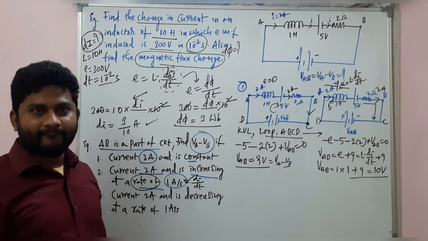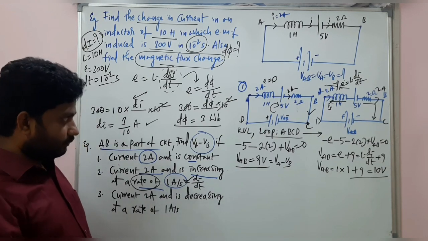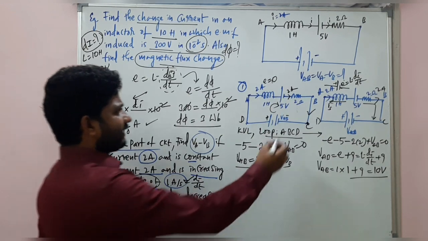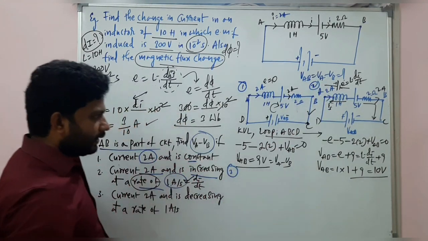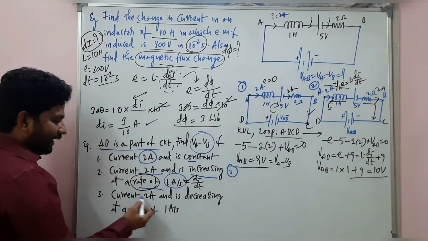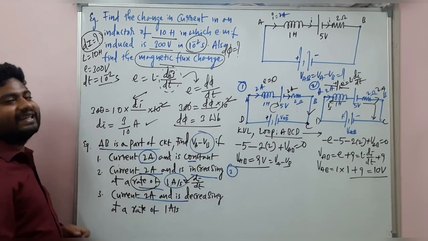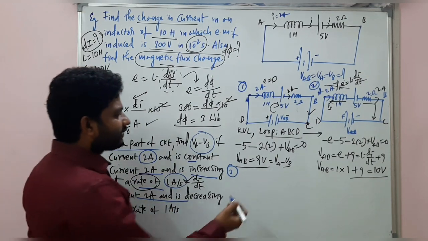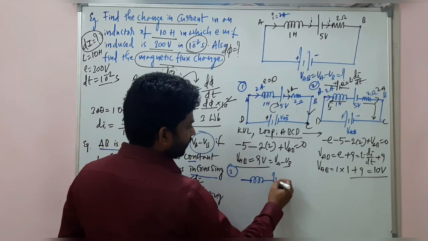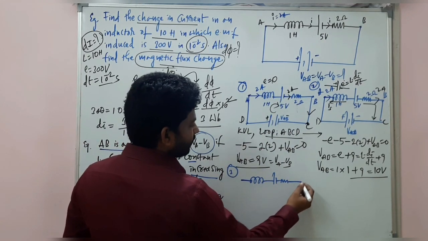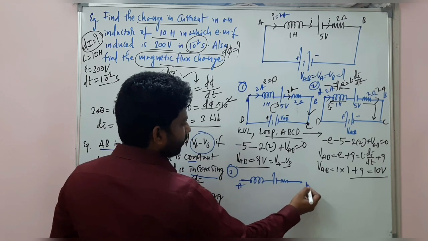Right? Now, third case. What's the third case? The second case. What's my third case here? Third case is simple. The current 2 ampere and it is decreasing. Current 2 ampere and it is decreasing. The same thing, let me write here. So this is the resistor. So this is point A and it's point B here.